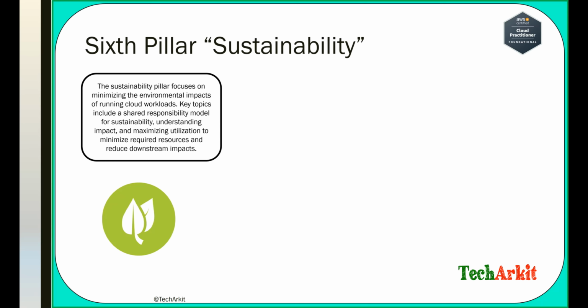Key topics include the shared responsibility model for sustainability, understanding impact, and maximizing utilization to minimize required resources and reduce downstream impacts. So the key focus components of this sustainability pillar, first one is sustainable architecture.